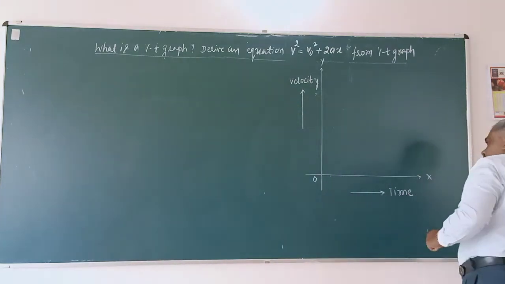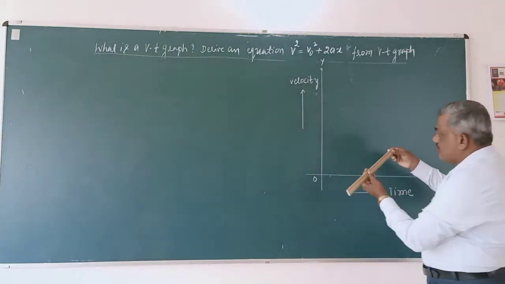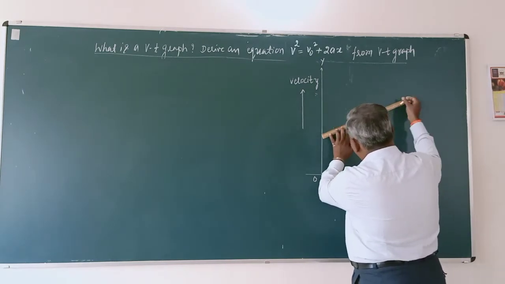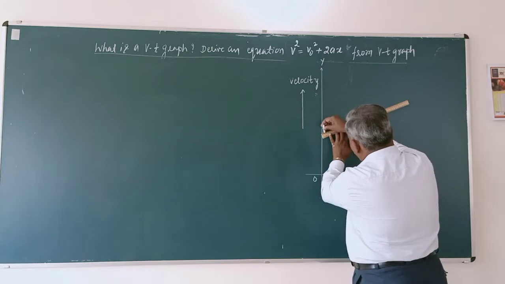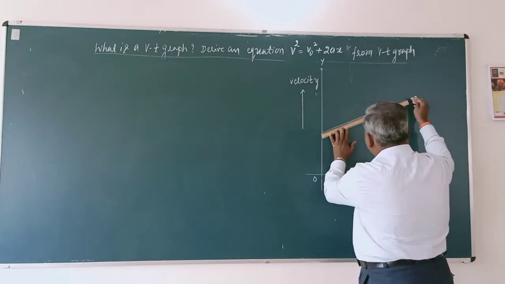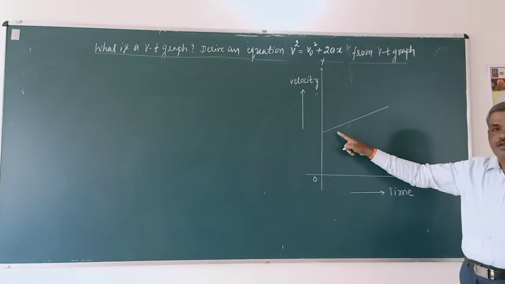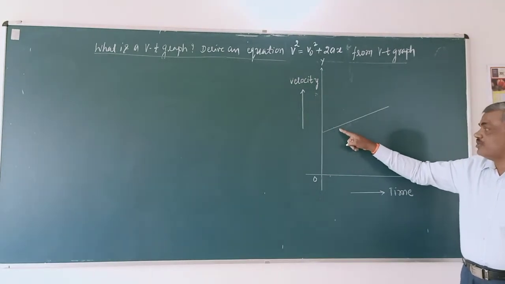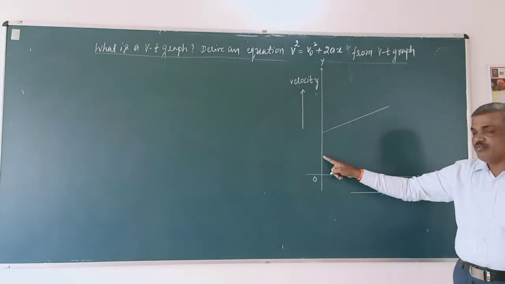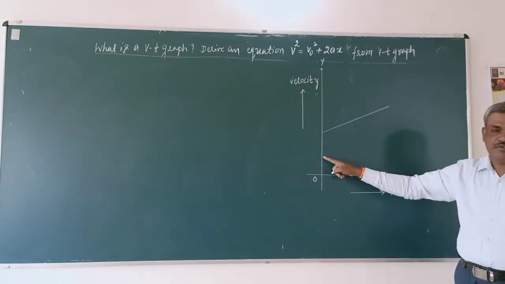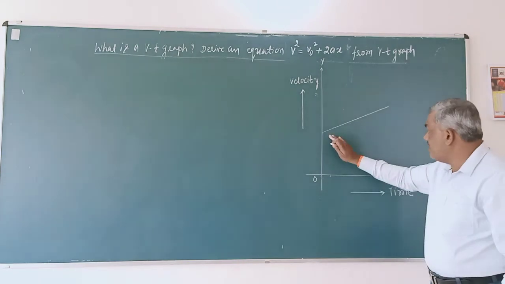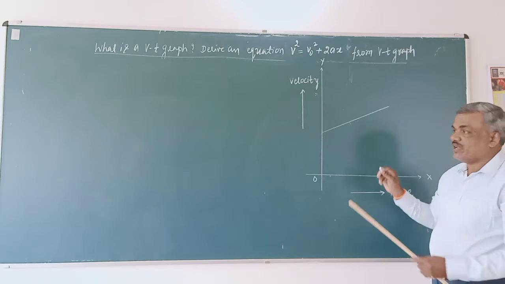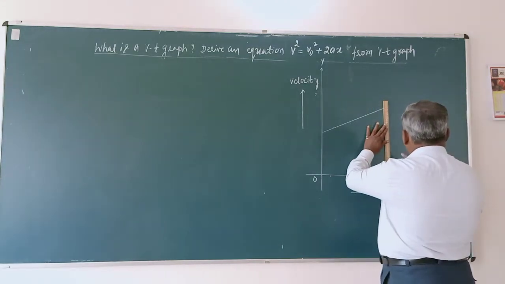So now I write the graph here. This line indicates the velocity-time graph. This line shows that in a VT graph, a body is moving with uniform acceleration with initial velocity. What does the area of the VT graph represent? This area represents displacement.